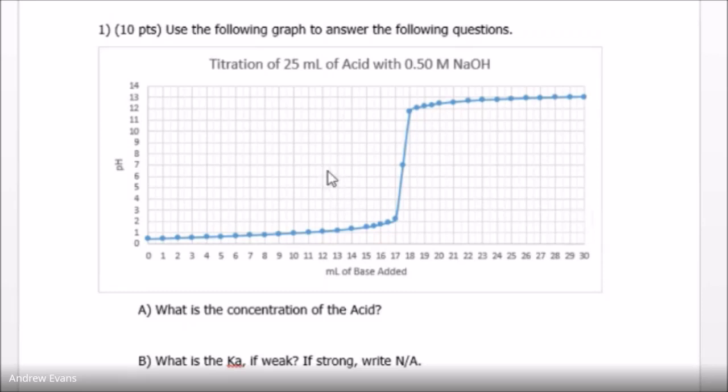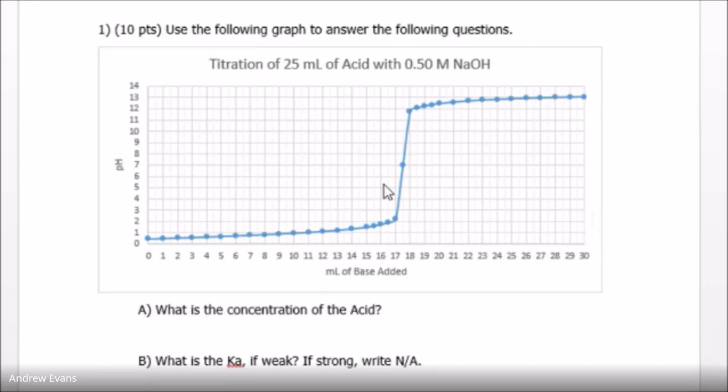Based on this, the equivalence point, I included all the lines to make it obvious. Equivalence point right here, this big jump, is at pH 7. Not above 7, not below 7, right at 7. So this is a strong acid. So part B, what is the Ka? The Ka is not applicable.